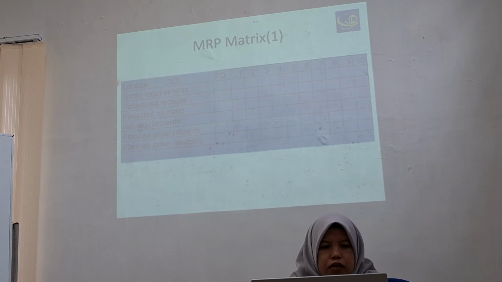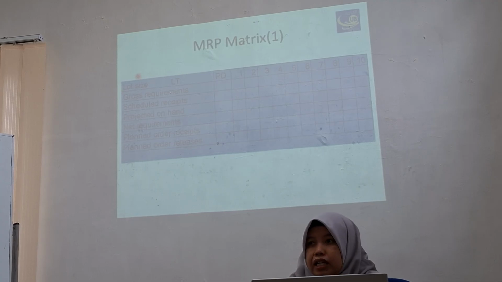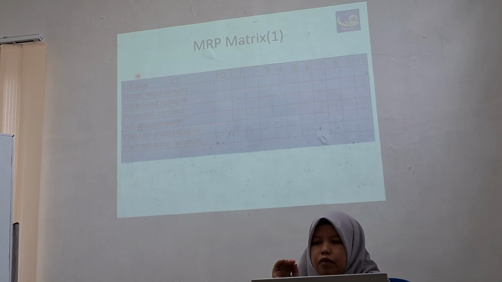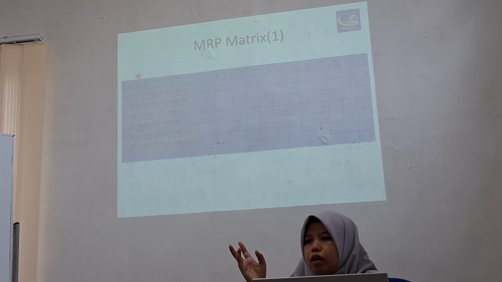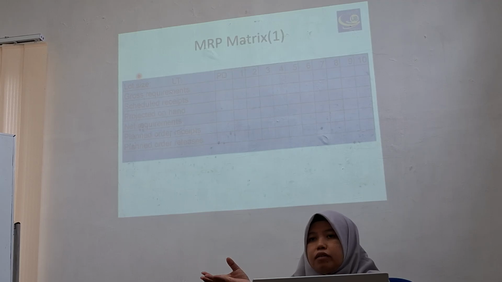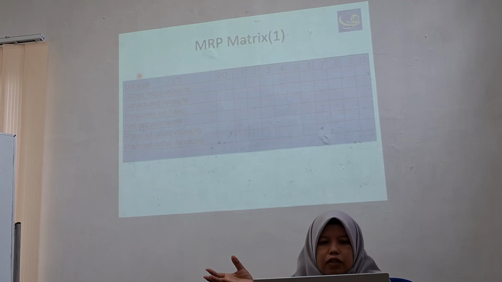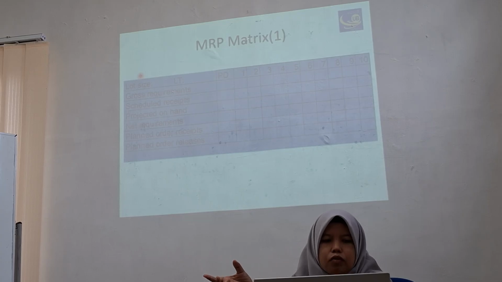The first piece of information is lot size. Each company has a policy about lot size, and it is different from one product to another. One lot size is lot for lot. If we need 100 units, we order 100 units too.